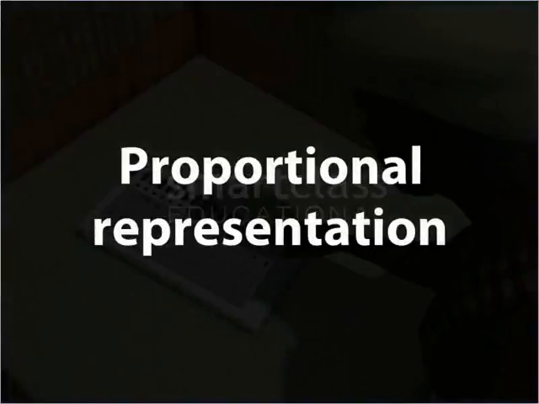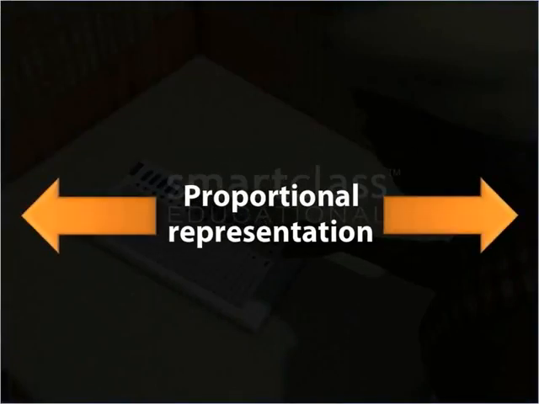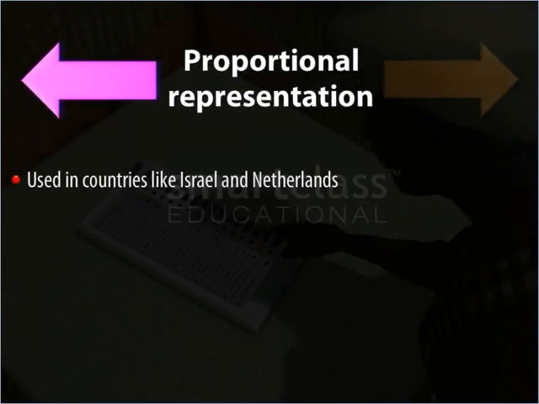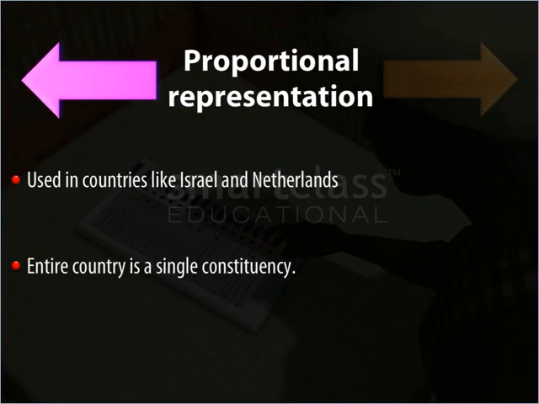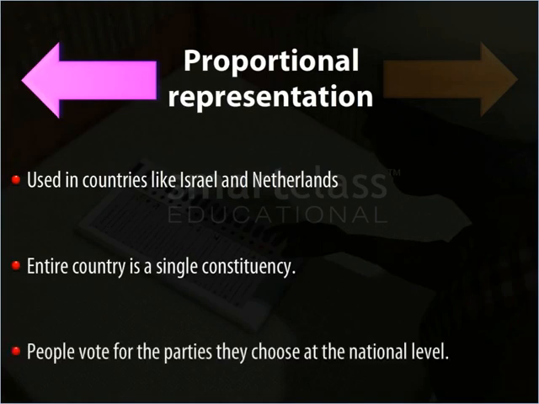The proportional representation system has two main variations. In the first variation, used in countries like Israel and Netherlands, the entire country is a single constituency. The people vote for the parties they choose at the national level.